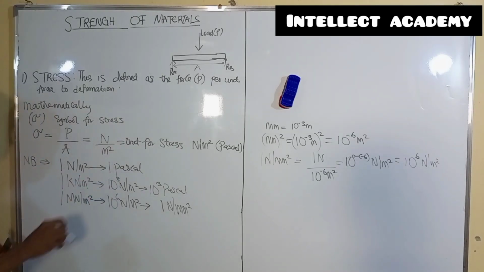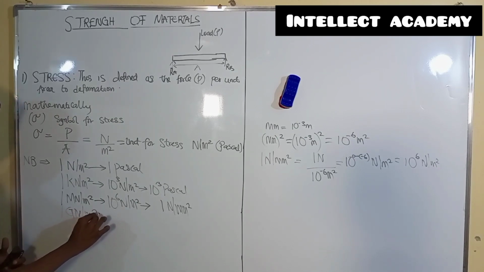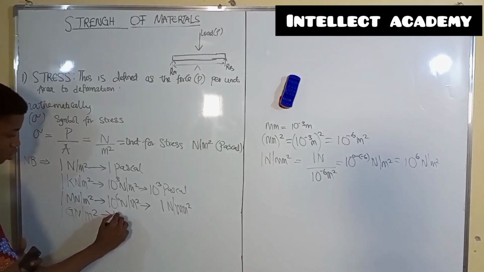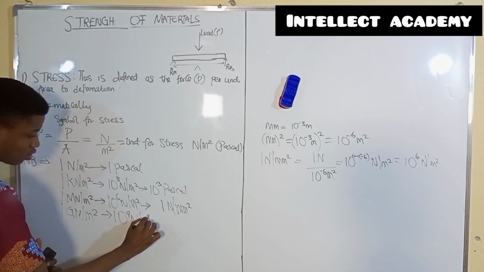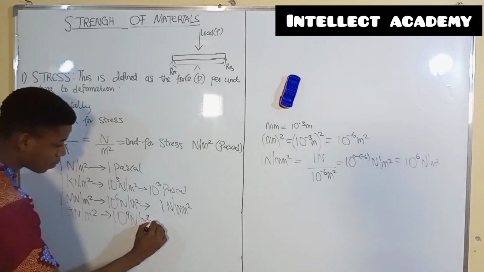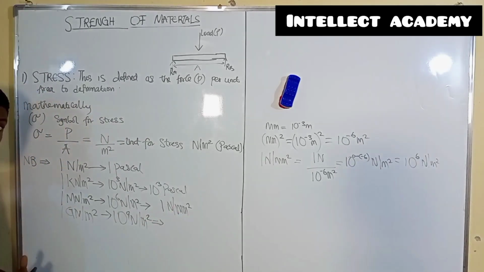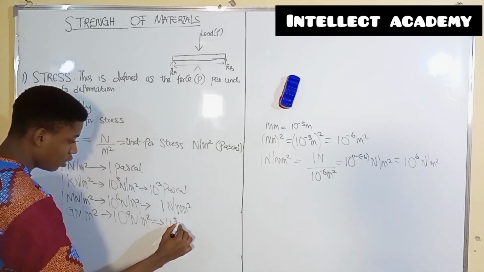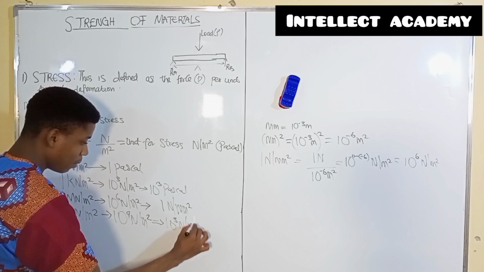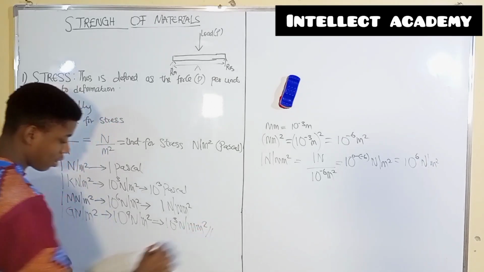So now, take note that 1 giga Newton per meter square is the same as 10 raised to the power 9 Newton per meter square. Now, if we are to express this in terms of millimeter square, it's going to be 10 raised to the power 3 Newton per millimeter square. Very, very important.